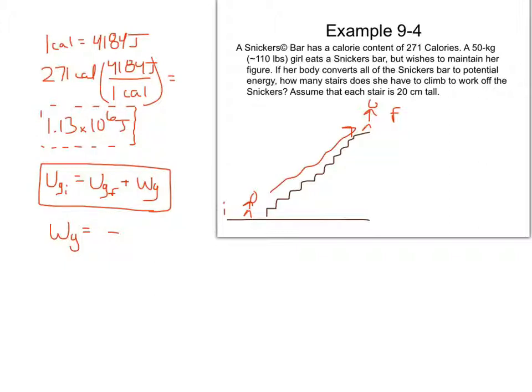Okay, so how much work is gravity going to have to do against her in order to burn up all of that Snickers bar? All right, well, that's going to be minus 1.13 times 10 to the 6th joules of energy. Right, that's how much the gravity needs to work against us, right, or work against the girl.